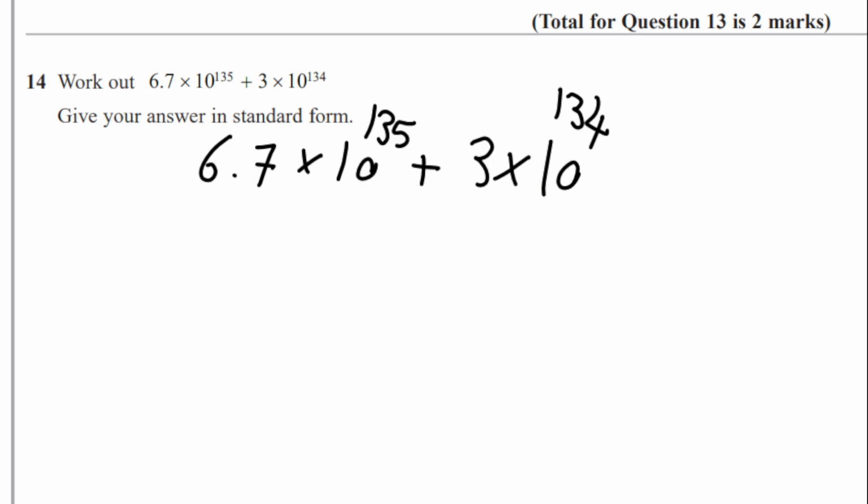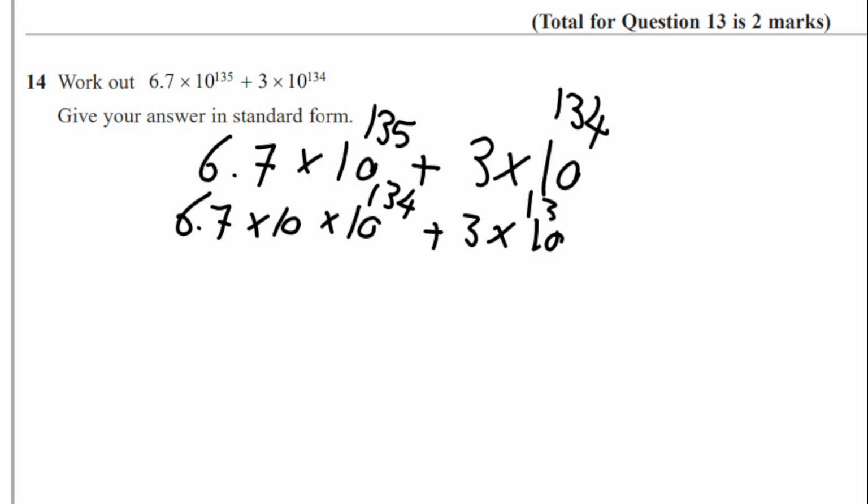What do I do? I'll take 10 out of this. So actually, the first number is going to be 6.7 times 10 to the power of 1 times 10 to the power of 134. Is that correct? Yeah, that's correct, because if we multiply back, we add the indices, so it will give me again 135, right? So this is a correct math step, and I don't need this one because it's just 10, plus 3 times 10 to the power of 134.